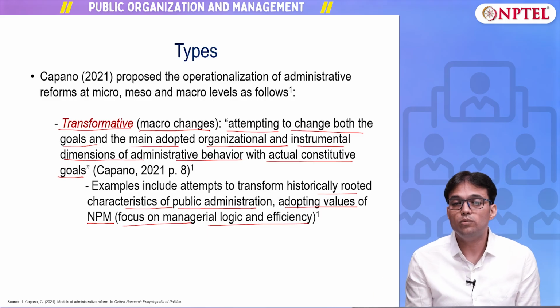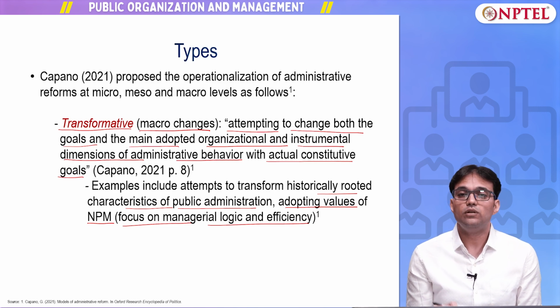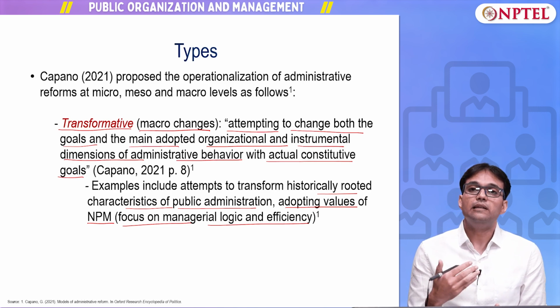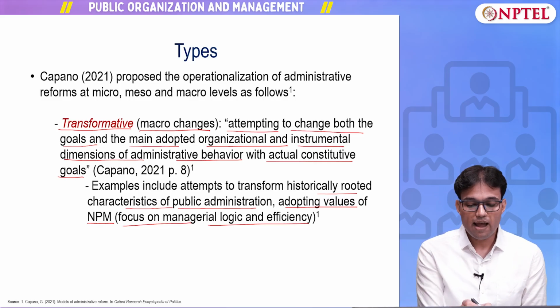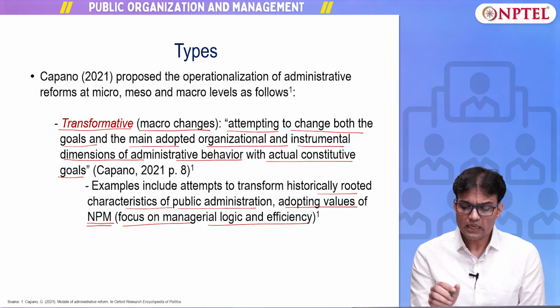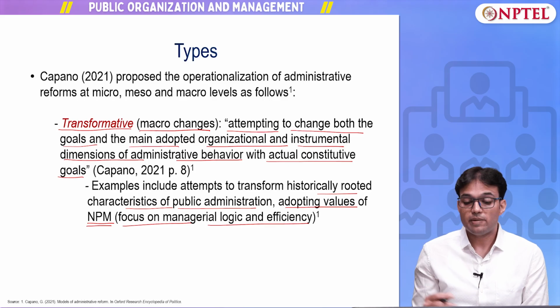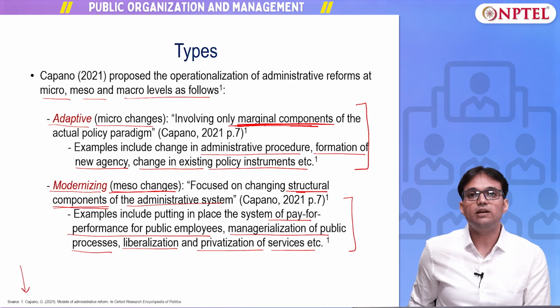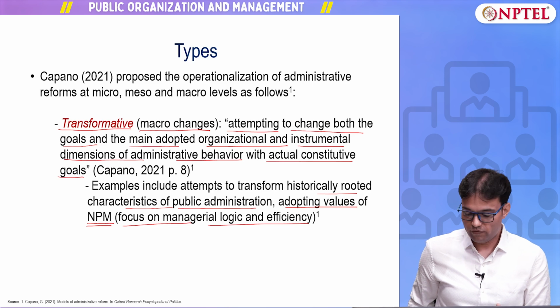Now, in the next module, number 11, I will talk about the concept of NPM at length, the features of NPM, the disadvantages of NPM, and why we are now moving towards more collaborative governance. And if you recall, I have already talked about the concept of NPM in module number 1. In this module also, I will briefly touch upon this administrative reform to exemplify the aspect of transformative changes, right? So, three types of changes: broadly, adaptive micro changes, modernizing meso changes, and transformative macro changes are the broad types of administrative reforms, right?